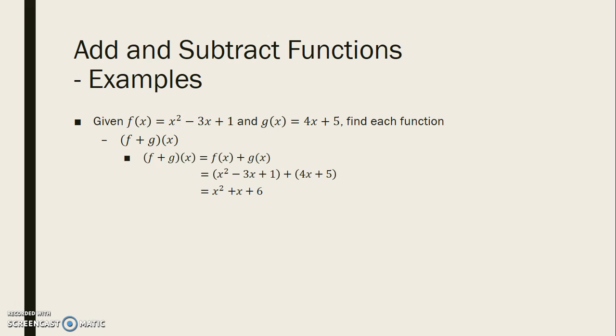Okay, now let's see what it looks like with subtraction. So if we have f minus g of x, then that's the same as f of x minus g of x. So we get x squared minus 3x plus 1 minus 4x plus 5. Again, it's like combining like terms, except now we're subtracting. So we get x squared minus 7x minus 4. Okay. Make sure you get down these examples.